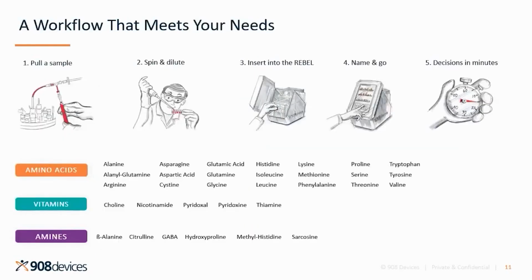Running a sample alongside your bioreactors on the Rebel is simple. Pull a sample from your bioreactor, spin out your cells and dilute. That's as complicated as it gets. Load it in either a septum cap vial or a 96 well plate and hit start. There is no struggling with settings or tuning.